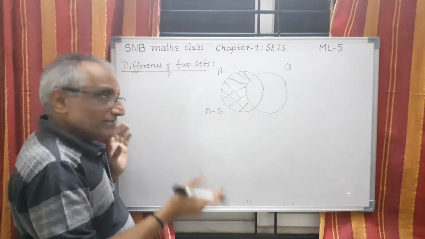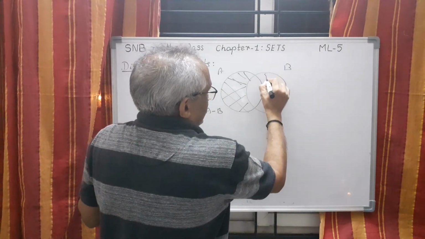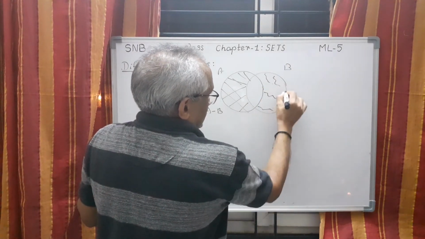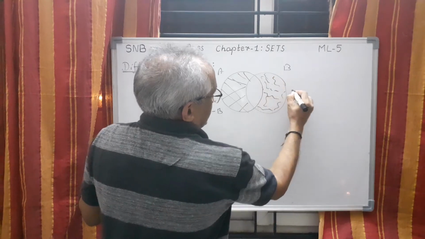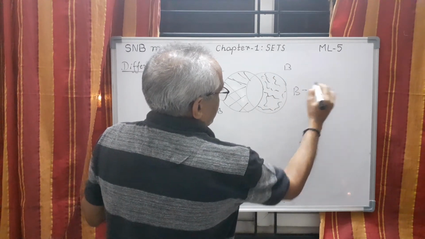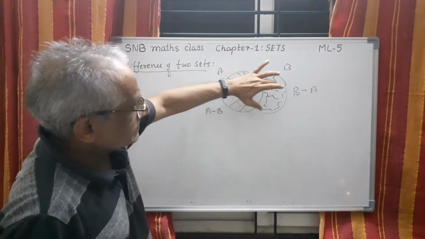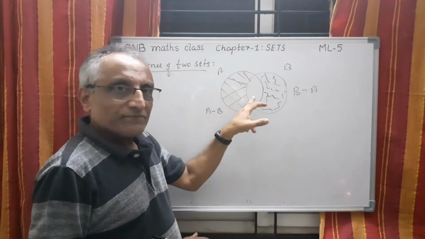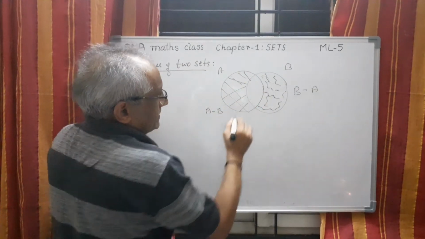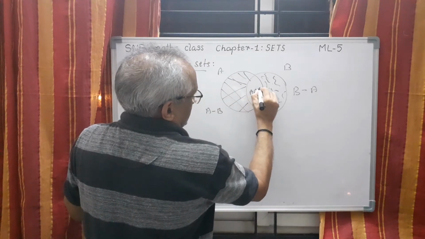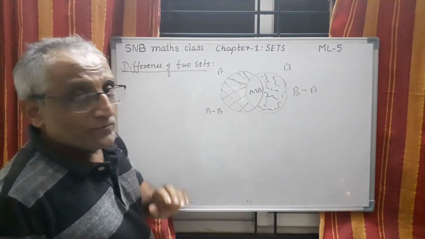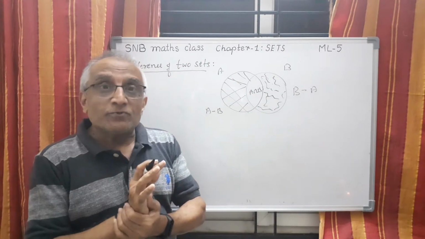In the same way, with the same definition, this area is B difference A, and this is A difference B. Of course, the common part, you know, is A intersection B. So this is actually A intersection B.